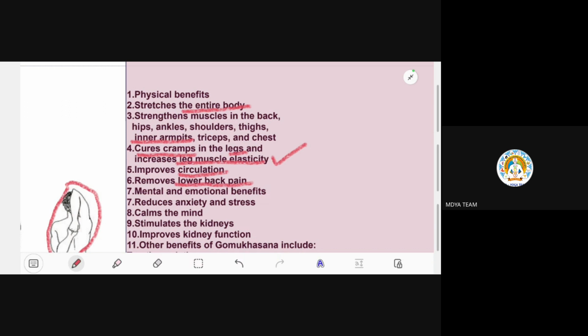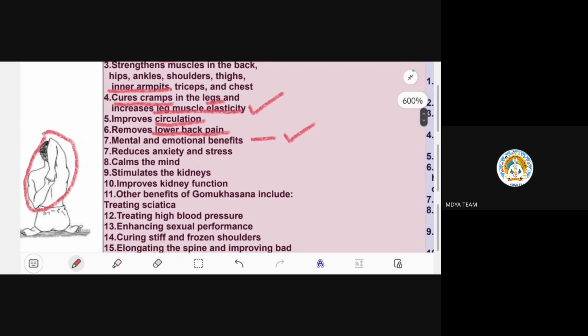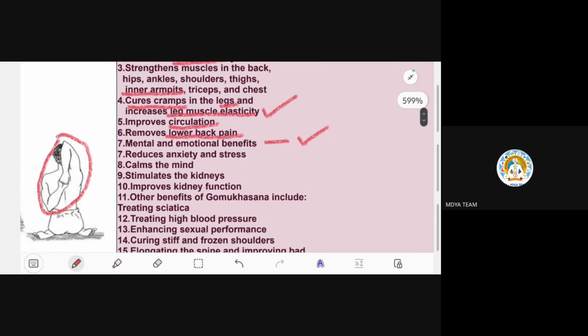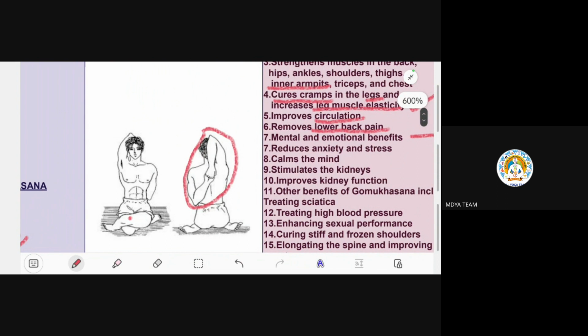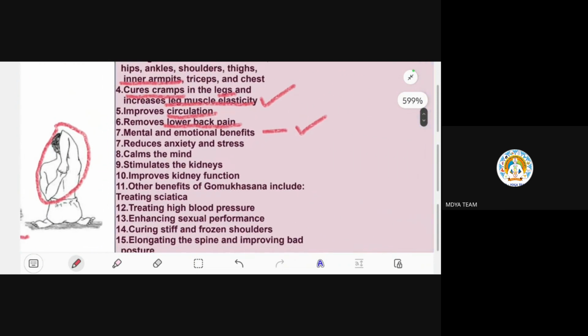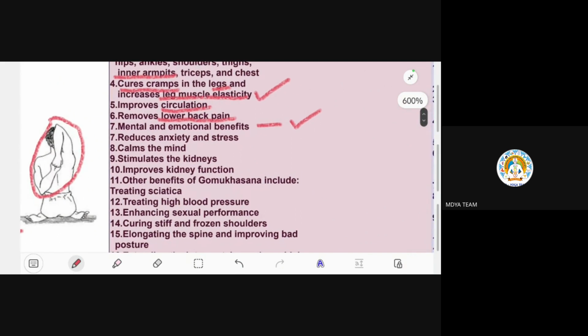Okay, mental and emotional benefits. Yes, one would definitely feel the mental and the emotional benefits. One more thing, we already know about it, but still, if one is doing left leg down and right leg up, then right leg down and left leg up shall be continued with this, and one needs to practice. This maintains the emotional and the mental balance.